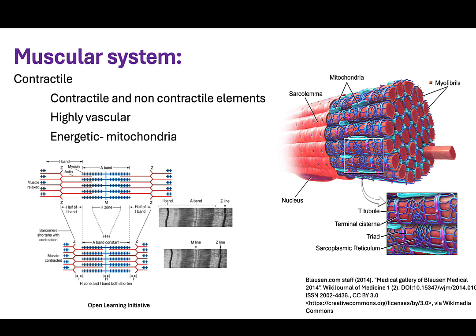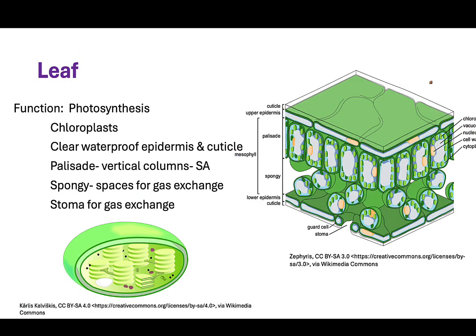Of course, it's not just about animals. Plants also have very specific tissue and very specific cells as well. If you have a look at the leaf, this is a cross-section of the leaf, and we can see that the top layer is called the cuticle, and that's waterproof, but it's also clear to allow as much light through as possible. Then we have this epidermis, which is really flat. It doesn't have organelles, so it's transparent to let as much light in as possible.